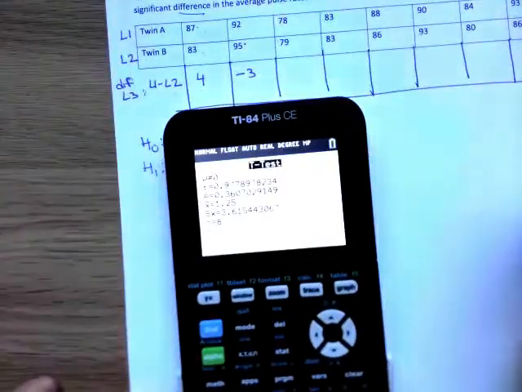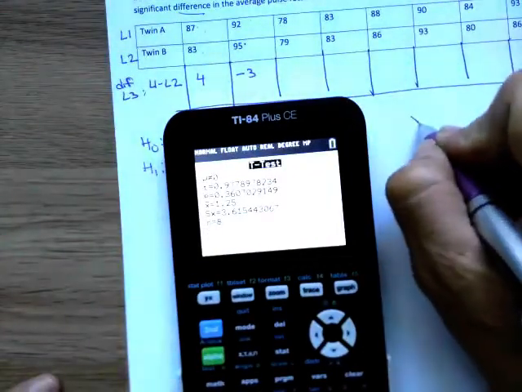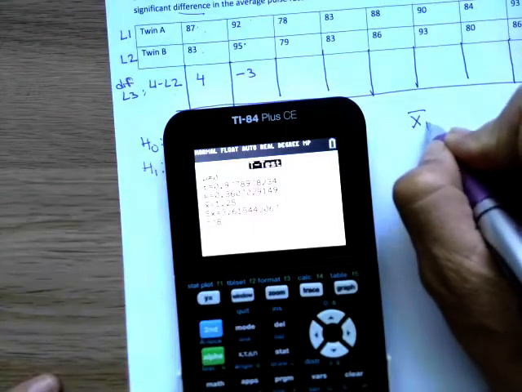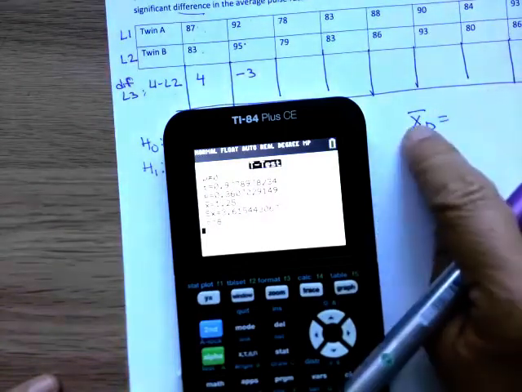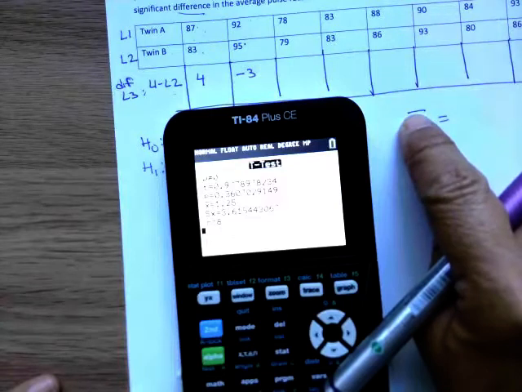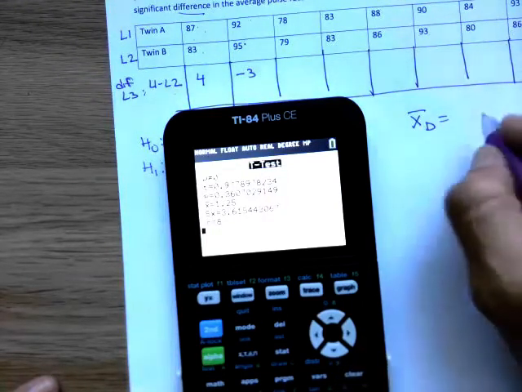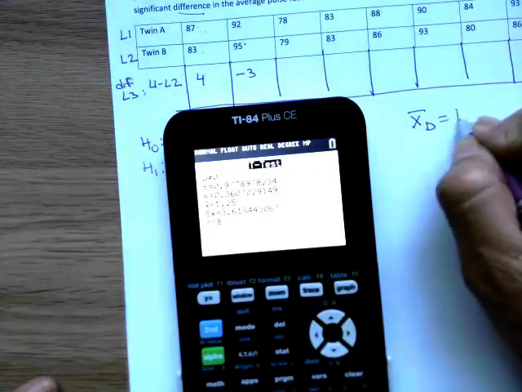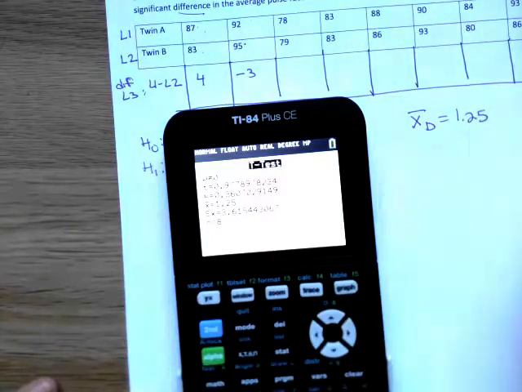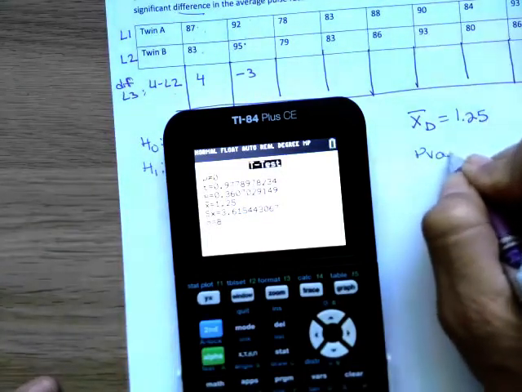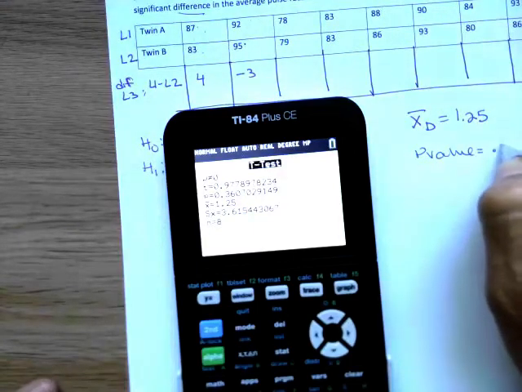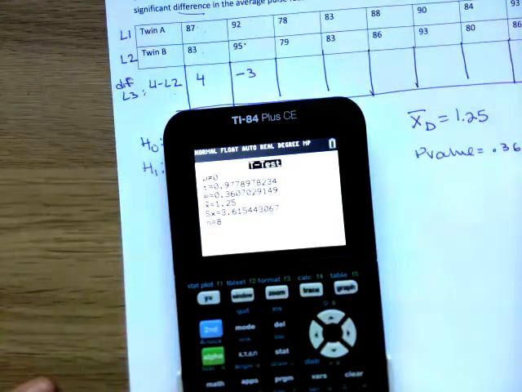So the average difference, so x bar, average of the sample of the differences is 1.25. Is that far enough away from 0? Well, the p-value that we got is 0.36. That's a pretty big p-value, right? This is much bigger than alpha.